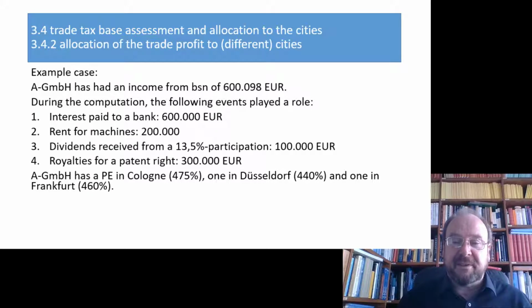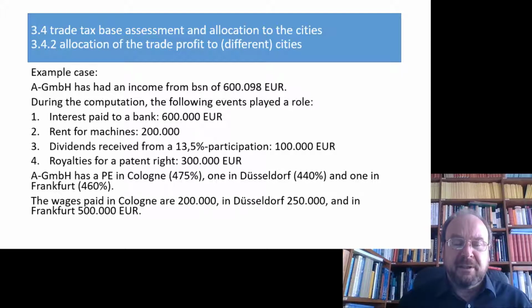The multipliers are given, and the wages paid in Cologne are 200,000, Düsseldorf 250, and Frankfurt, let's say 550. And here I should adjust something. Or let's say the wages paid in Cologne are 250, because otherwise, ladies and gentlemen, we have a weight problem. So as you see, I just corrected that. Now we have 250 because that's better for the calculation of the adequate percentages.